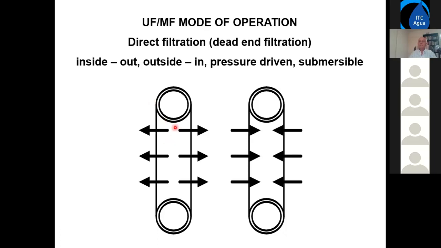But for the capillary membrane, you could have the feed water coming inside the lumen, and as the pressure pushes, it goes out of the lumen, or the feed water comes outside the lumen and is pulled by the vacuum inside the lumen. So it will be outside in or inside out. The inside out membranes are all pressure driven. From the outside in, it could be either vacuum driven or pressure driven.